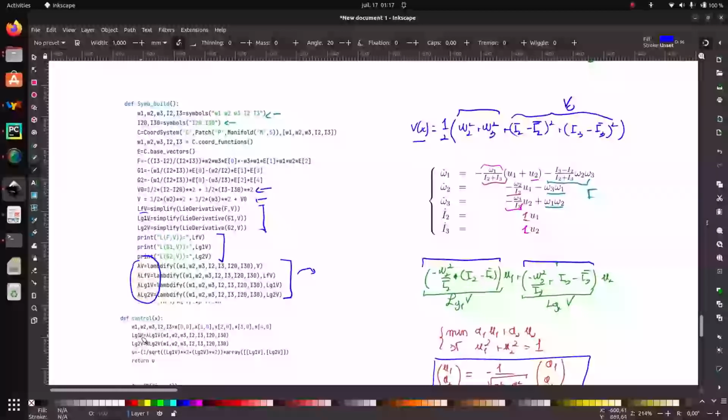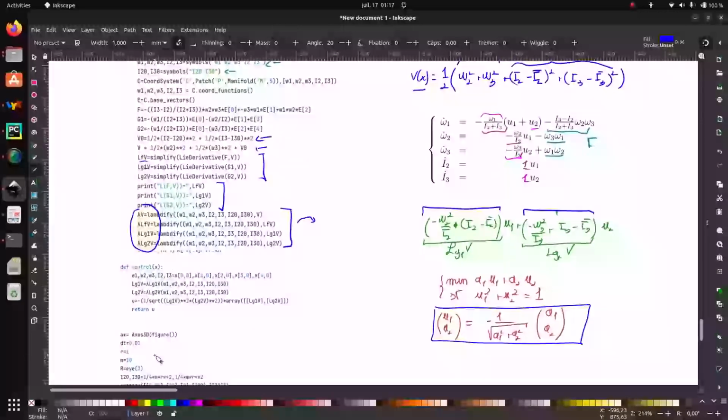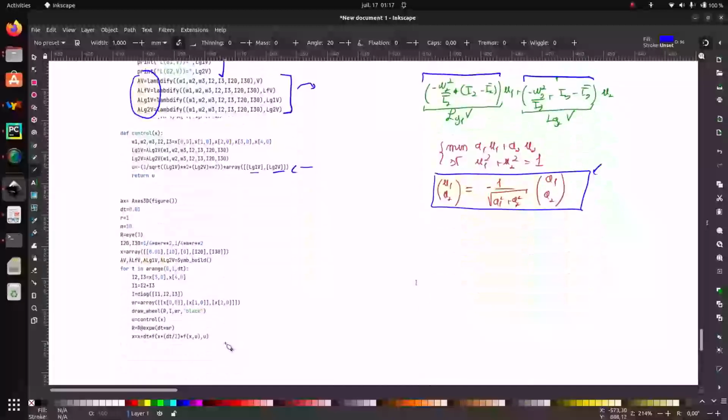So in my controller, of course, I will use this function, and recall that the controller was given by this formula, which corresponds to the minimization of the objective function with a restriction that the norm of the control is equal to 1. And it depends on A1, A2, which correspond to the Lie derivatives with respect to the objective function. Now I will perform my loop, where I will call the control provided here, and I will integrate using the exponential integration chain and the Runge-Kutta as previously.